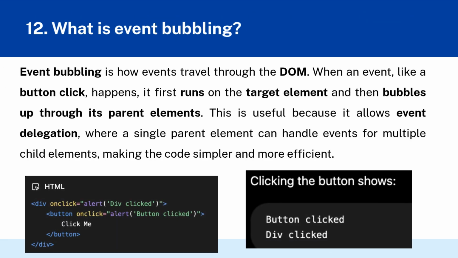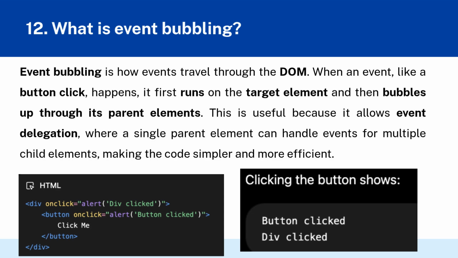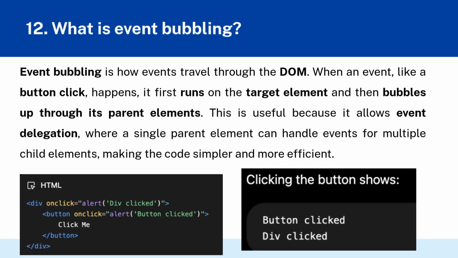What is event bubbling? Event bubbling is how events travel through the DOM. When an event, like a button click, happens, it first runs on the target element and then bubbles up through its parent elements. This is useful because it allows event delegation, where a single parent element can handle events for multiple child elements, making the code simpler and more efficient.